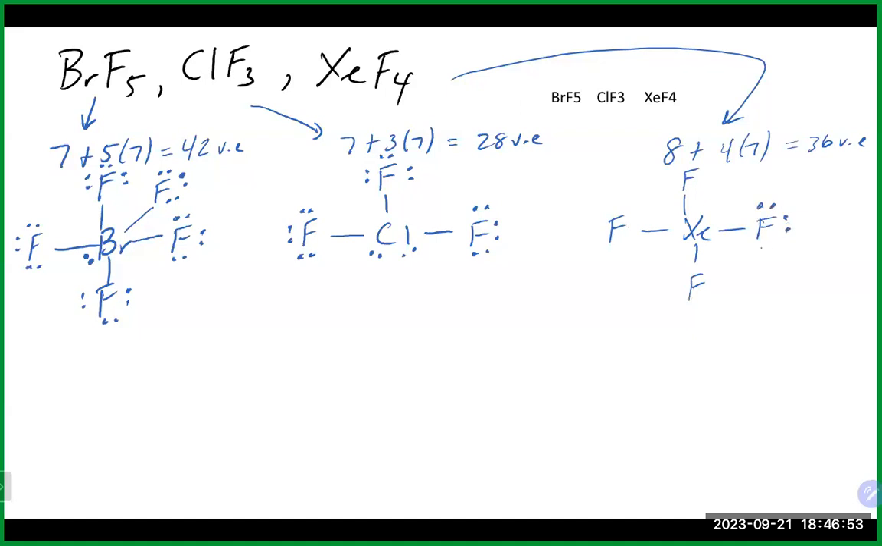So 2, 4, 6, 8, 10, 12, 14, 16, 18, 20, 22, 24. At this point, we basically have 8 times 4, which is 32 electrons on there. Once again, we still have 4. And again, those will find their way to the center atom as pairs of electrons. Any questions on these? They are all expanded octets that we ended up with. Any questions on drawing that there?